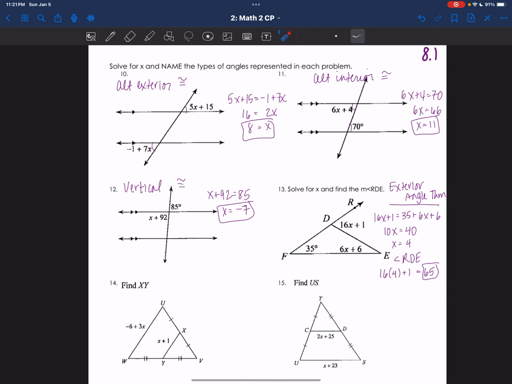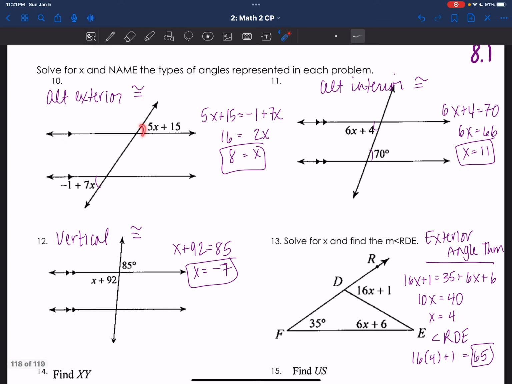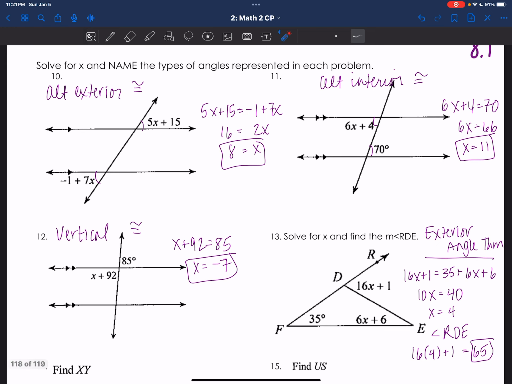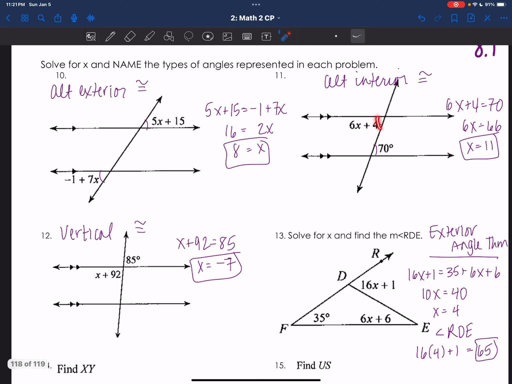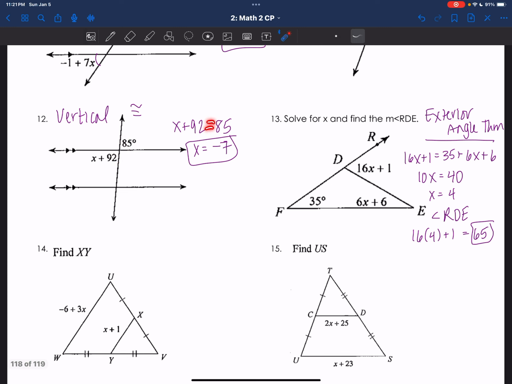All right, so here, alternate exterior, excuse me, they are congruent. So you're going to equal them to each other and solve for x. All right, in this case, it's alternate interior. Those are also congruent. So you're going to equal them to each other and solve for x. Vertical angles are congruent. So you're going to, again, set them equal to each other, solve for x.